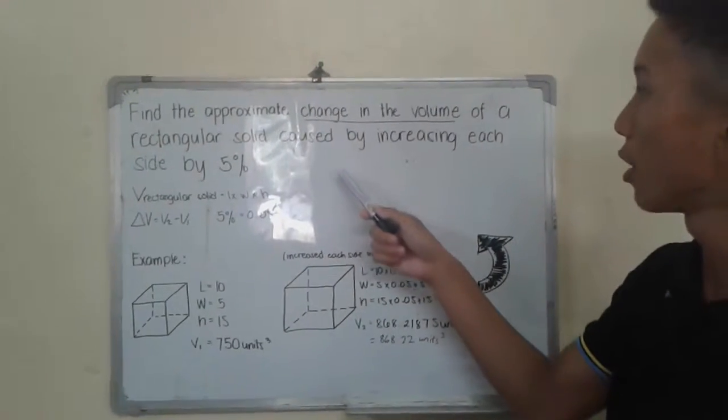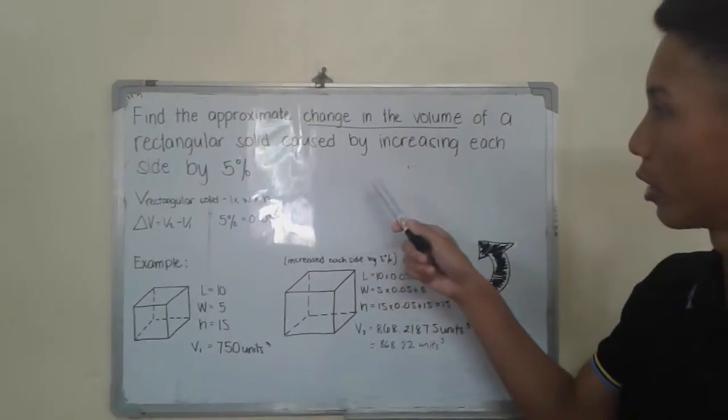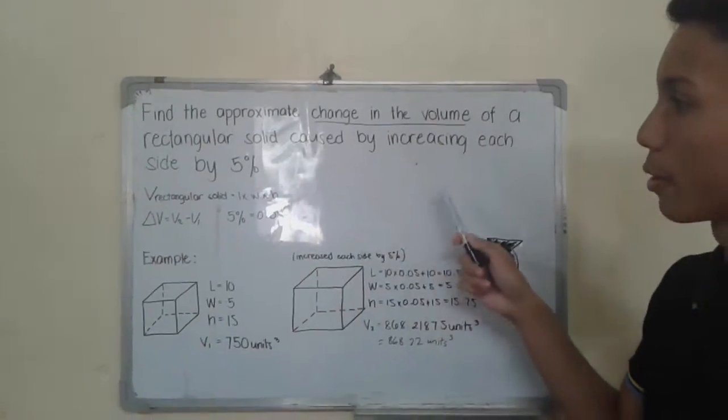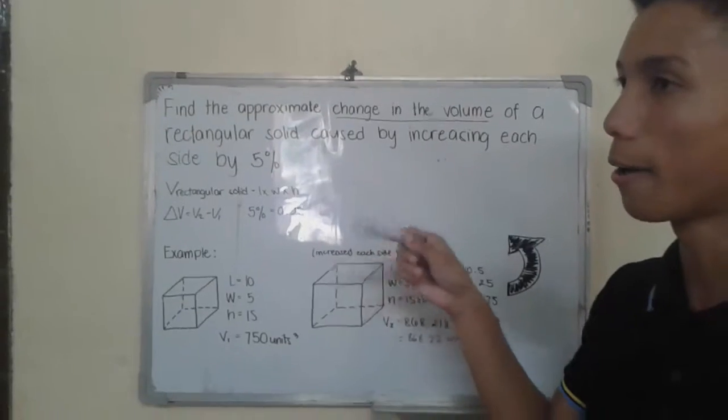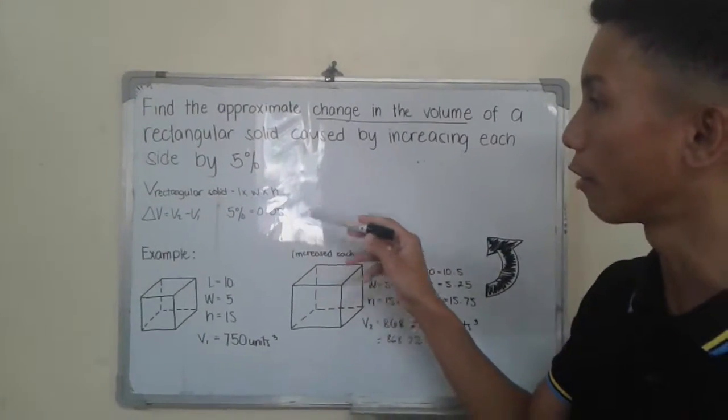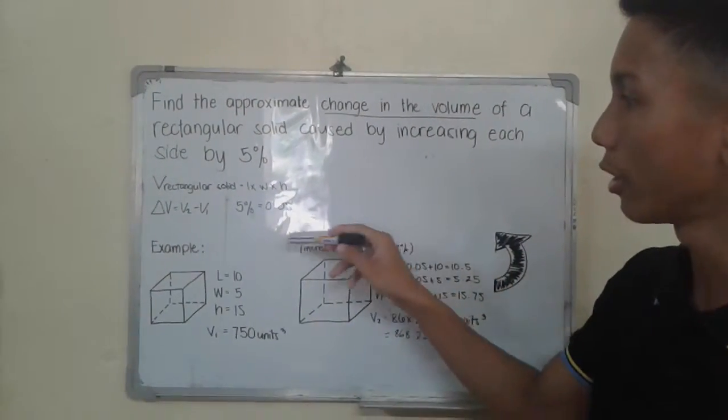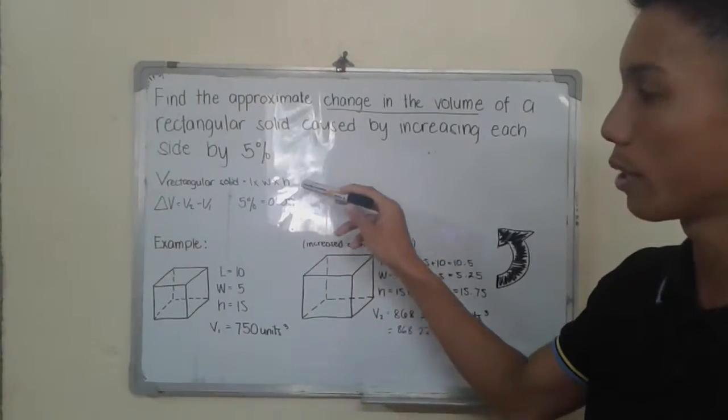Find the approximate change in the volume of a rectangular solid caused by increasing each side by 5%. Now first, we should know the formula for finding the volume of a rectangular solid. This is equal to length times width times height.